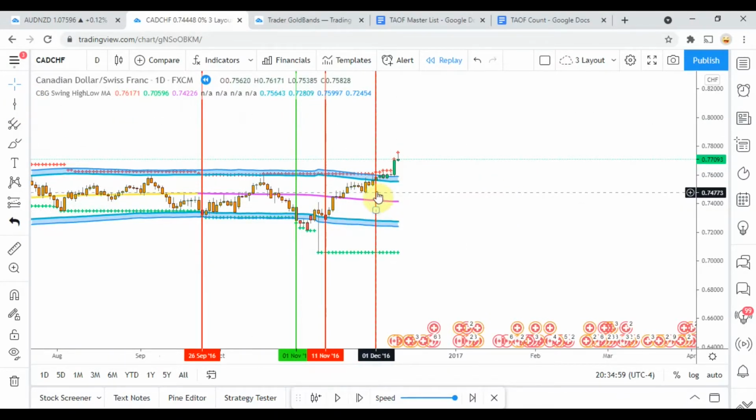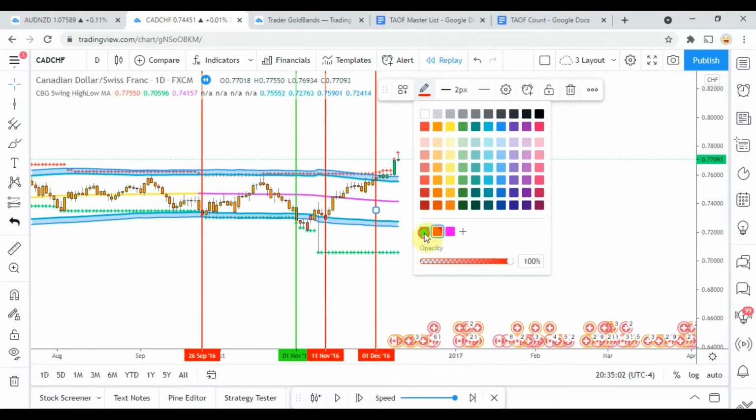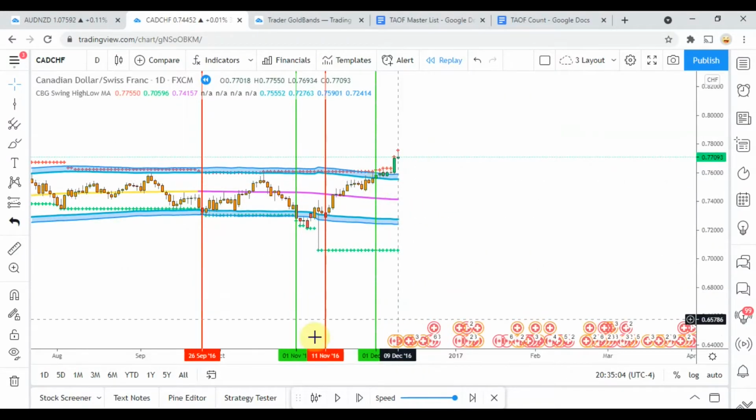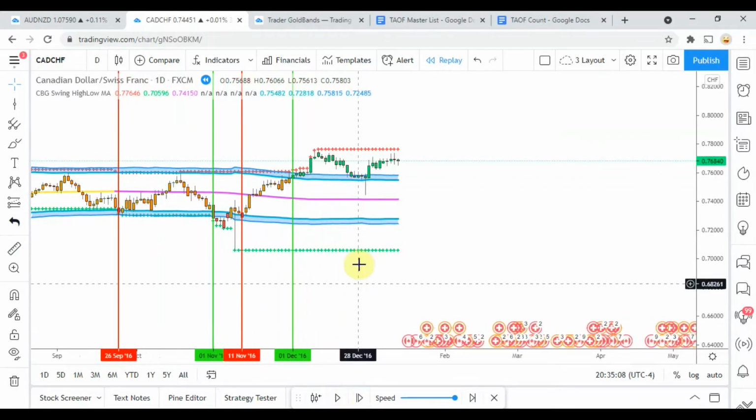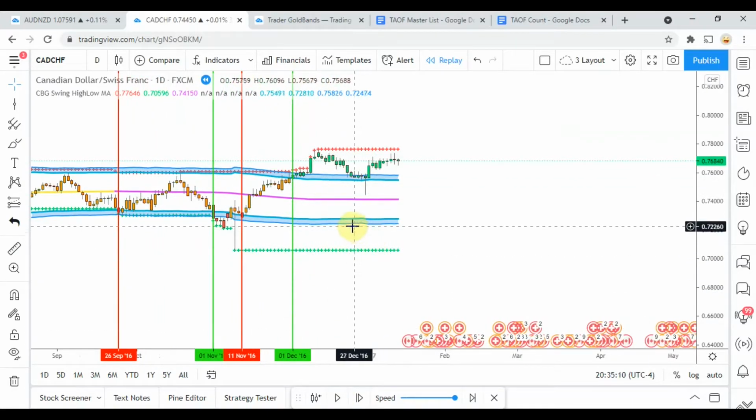Then a long right here. Right there. That one getting us to take profit. We're close to the end of the year. Let's see if we pick up another one.